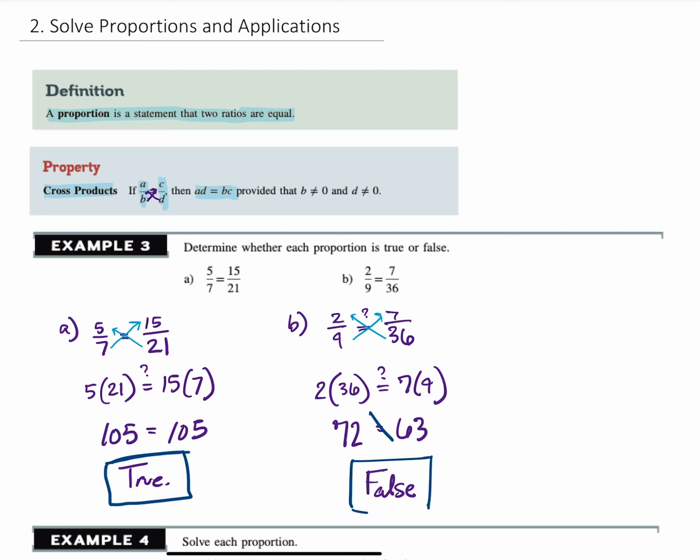We won't be doing this kind of thing too often, but I would assume there's probably a couple homework questions that ask something of this nature. So a way to tell if two proportions are equal, besides just trying to reduce one of them into the other, is to do this cross multiplication and see if you get the same thing on both sides.